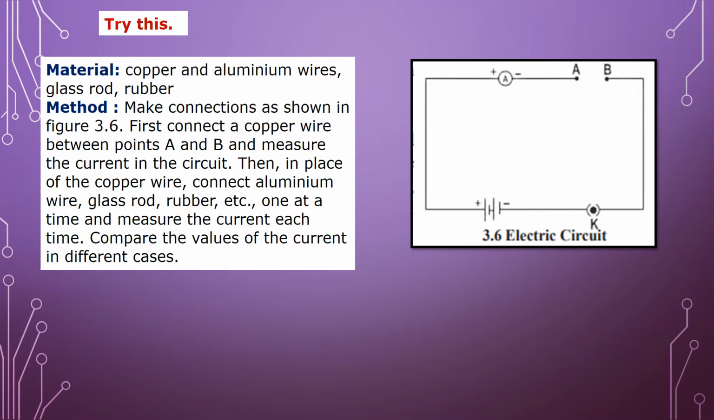copper wire we are getting more current, whereas from aluminum wire we are getting less current. But when we attach a glass rod or rubber between points A and B, there is no passing of electric current, because the glass rod and rubber are bad conductors of electricity.